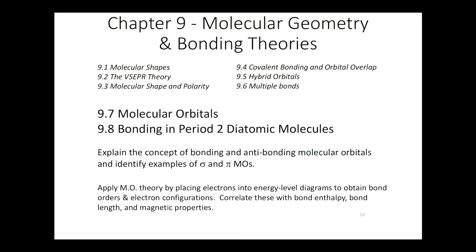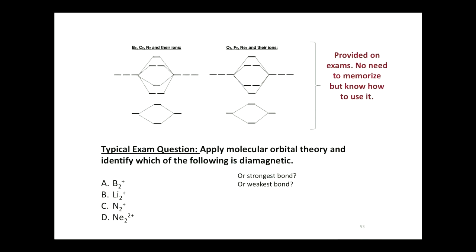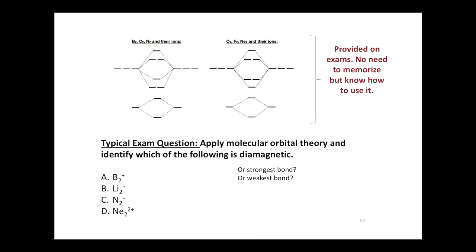So we're going to talk about molecular orbital theory now, meaning orbitals that arise when we make molecules, meaning that we're combining atoms. Here's an example of a nifty diagram you get on the exam. You've seen it on the first page of the recitation. I will go through what it means and how to use it. It's not that bad. This is a typical exam question: apply molecular orbital theory and identify which of the following molecules is paramagnetic. Diamagnetic means everything is spin paired.